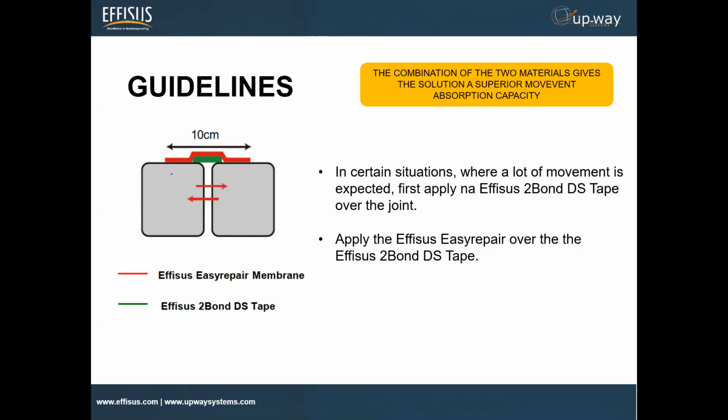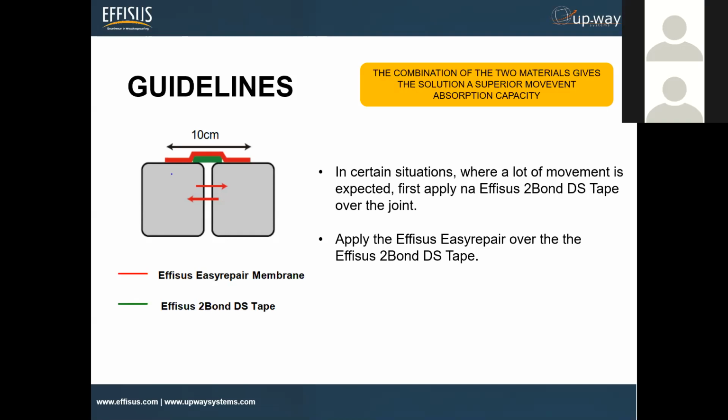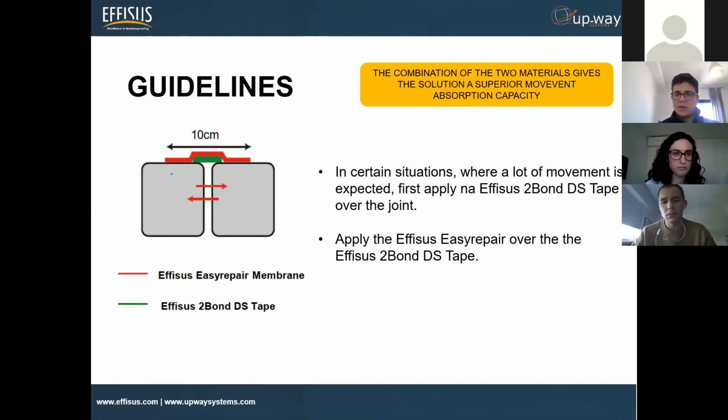And just to be clear, the Easy Repair membrane does allow some movement. This is for when you're expecting more than the usual, just to reinforce that specific joint, that specific point. Again, that will depend on the situation, the size of the joint, the gap you have there, and what materials are being applied. So this is very important. Prior to the application, just send us a couple of details. Sometimes even just a photograph will be enough for us to evaluate and have an idea of exactly what solution you might need.